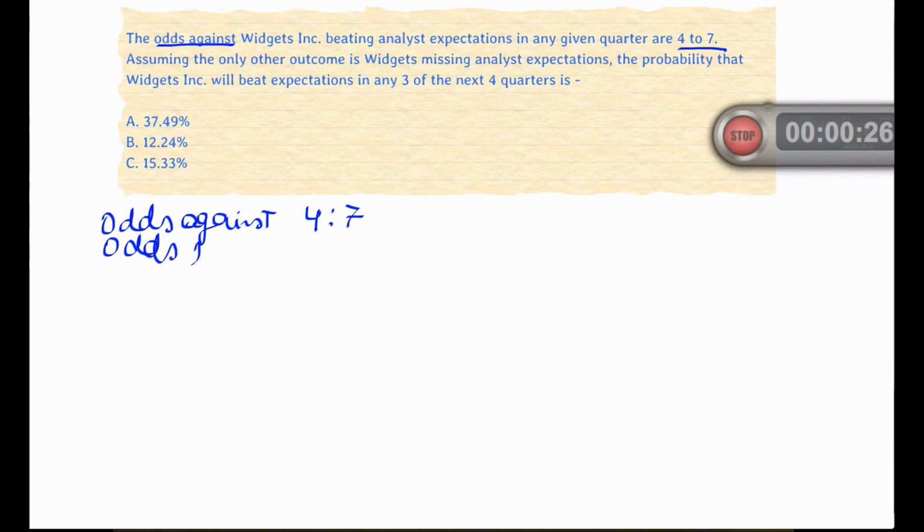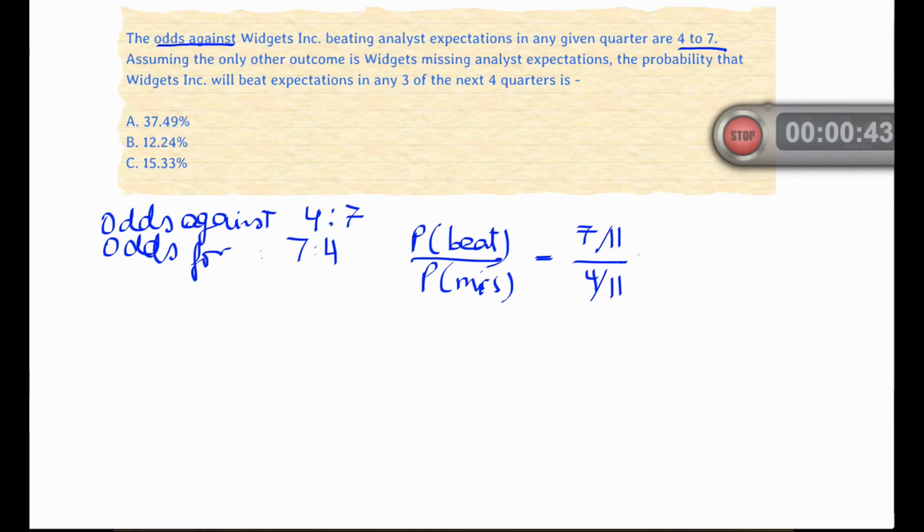So once we know the odds of beating expectations are 7:4, we know that that implies that the probability of beating versus probability of missing equals 7 over the total number of parts, which is 11, divided by 4 over 11. And this implies that the probability of beating, which is the number in the numerator, is 7 over 11, which equals 63.64%.